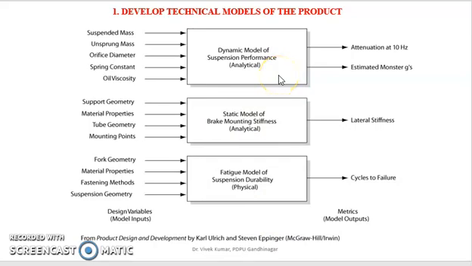In this figure, the team has chosen an oil damped coil spring concept for the suspension fork. The design decisions include details such as material for the component, the orifice diameter, the oil viscosity for the damper, and the spring constant. Such models can be used to predict the product performance along a number of dimensions. The outputs of the models are the values of metrics such as attenuation, stiffness, and the fatigue life of the fork.